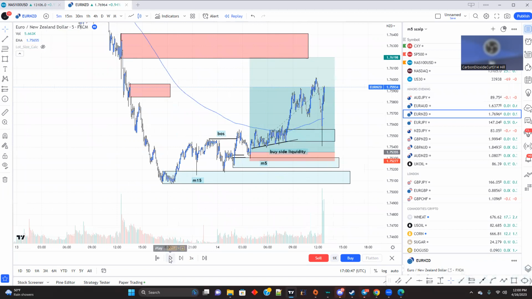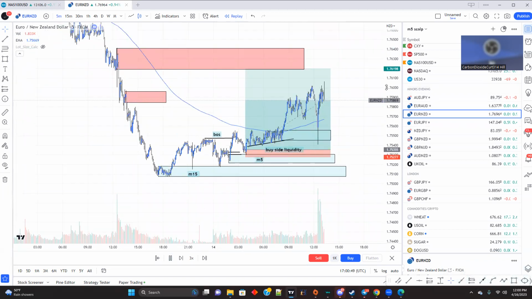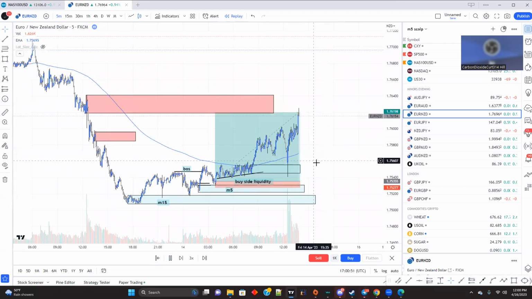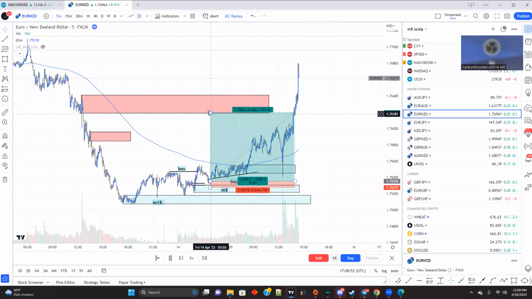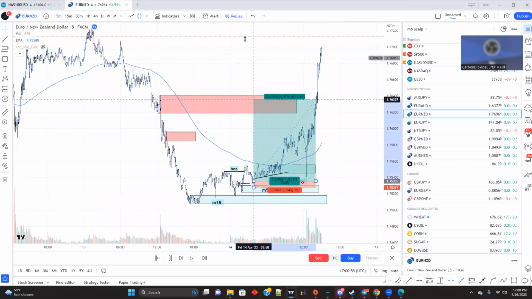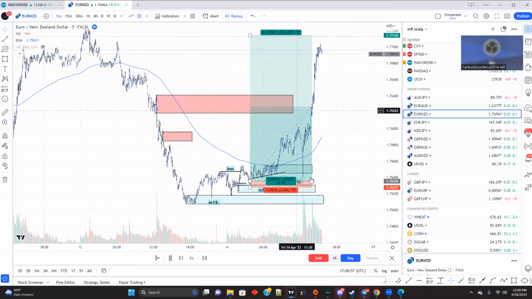And the result is, after that big push down, grabbing liquidity, it came there, it tapped it, and it went all the way back to the structural high.